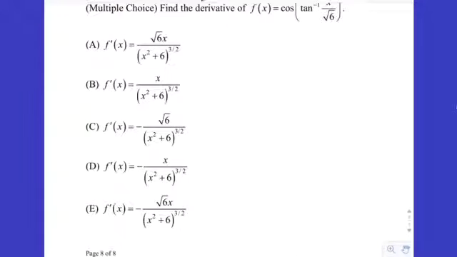A, B, C, D, E. C, we're done. Love those multiple choice questions, especially when they're just graded on completion.